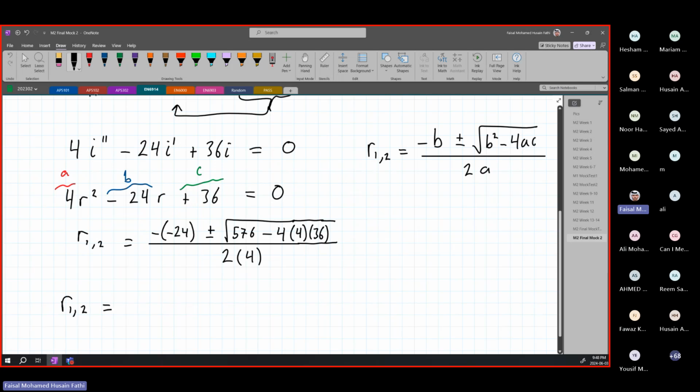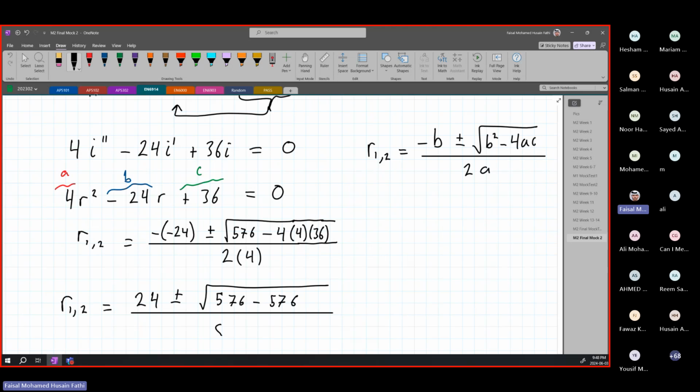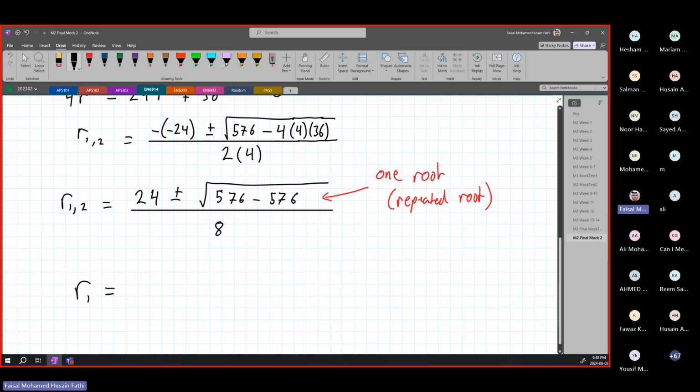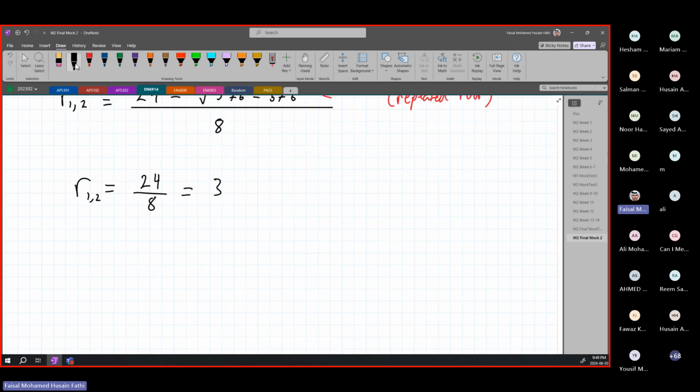Simplifying this, negative and negative becomes positive. 24 plus or minus the square root of 4 times 4 times 36. We are going to get 576 minus 576 in the middle here over 8. So in other words, this is going to be 0, right? So this is the case where we have one root, also known as a repeated root. Okay, so our R1,2 is 24 divided by 8, which is 3. All right. When we have the case of one repeated root, we are going to use the equation for the repeated root for case 2 usually.